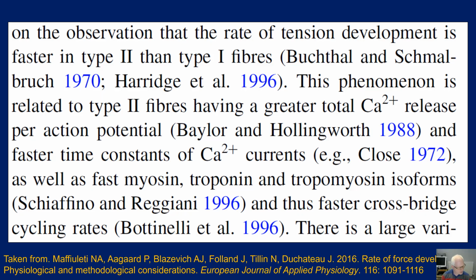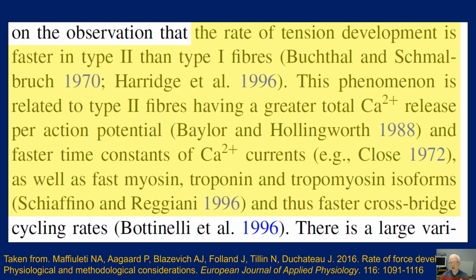And in fact, if we look at this statement here, again, this is from the paper that we've referred to earlier from EJAP: the rate of tension development is faster in type 1 than type 2 fibres. This phenomenon is related to type 2 fibres having a greater total calcium release per action potential and a faster time constant of calcium currents, as well as fast myosin, troponin and tropomyosin isoforms.